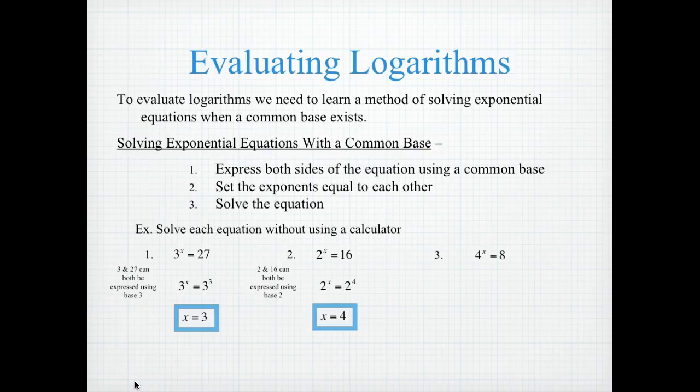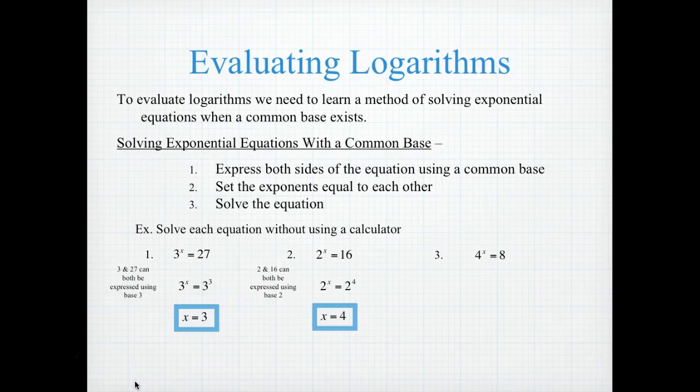In the last example on this slide, I have 4 to the x power equal to 8. So the left side is expressed using a base 4. However, the right side of the equation cannot be expressed using a base 4. In that case, I look to go smaller. Can I break down the left side even further?